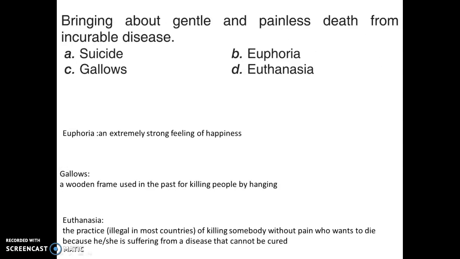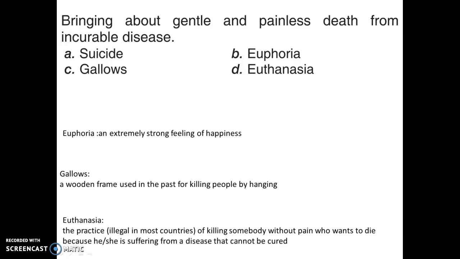Bringing about a gentle and painless death from an incurable disease. So you know suicide is not that, because in suicide people kill themselves. Gallows is not that, because in gallows people are killed by other people, and that is for punishment. So now we are left between B and D, and some of you might know that B, euphoria, means an extremely strong feeling of happiness.